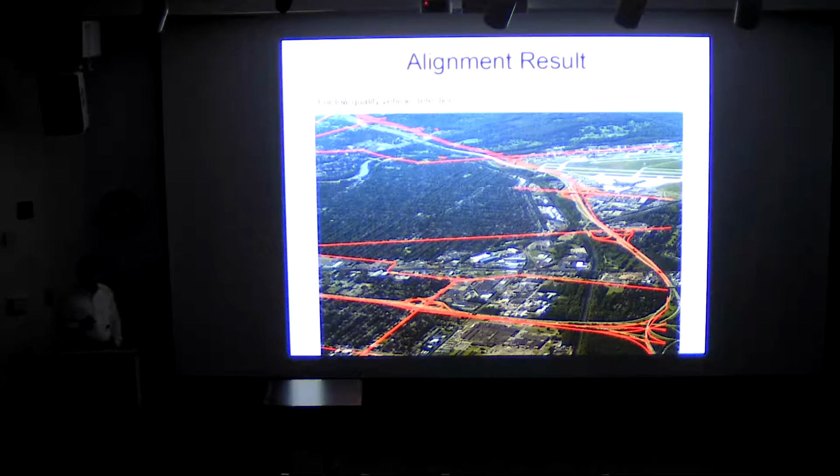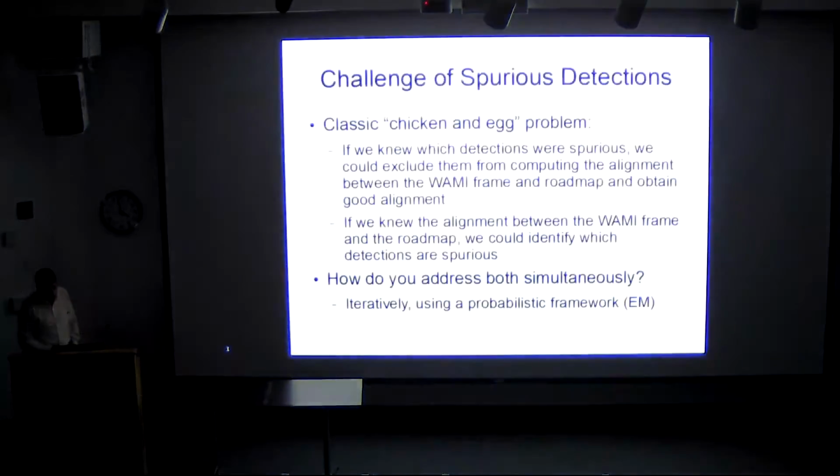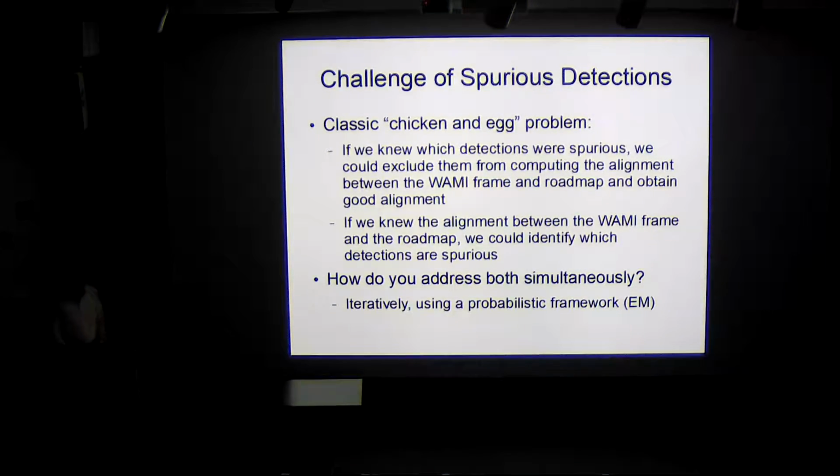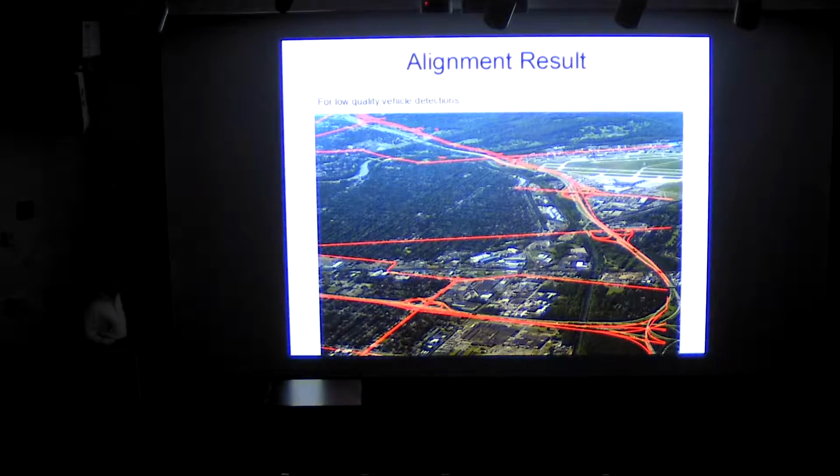So how can you address that? That's the second component of the work. To motivate this, think about it. If you knew which ones were the spurious detections, you could easily exclude them in the alignment with the road network. If you had the alignment with the road network, correspondingly, you could figure out which ones are the spurious detections. So this is the classic chicken and egg problem. If I knew the registration, I could figure out which points to exclude. If I knew which points to exclude, I could figure out the registration.